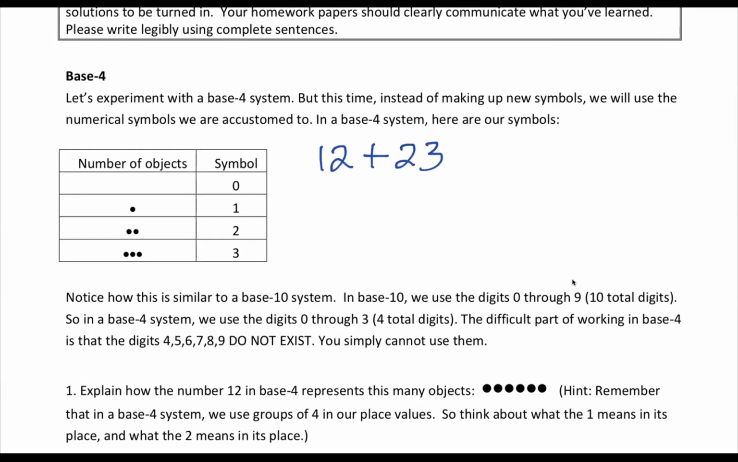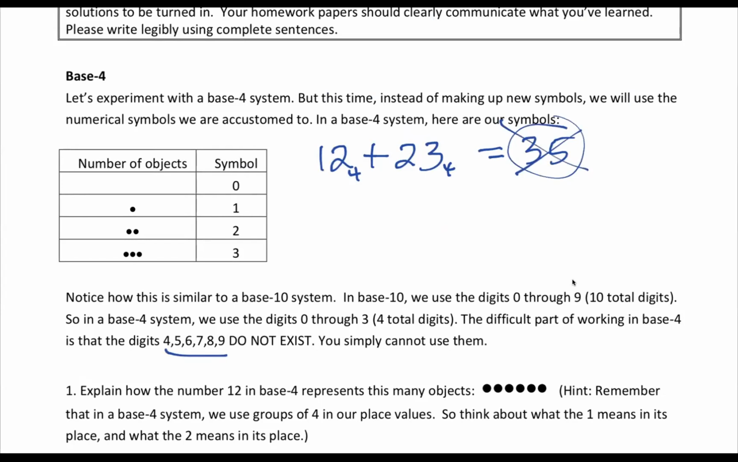So I could even be specific if I put a little base 4 symbols, but you don't have to do that. Just to be more clear. So how could I add these together? Well, in my base 10 system, I would just go 1 plus 2 is 3, 2 plus 3 is 5, 35. I'm done. However, what's wrong with this? Well, remember, those numerals do not exist. This is incorrect. I don't have a 5 in this system.